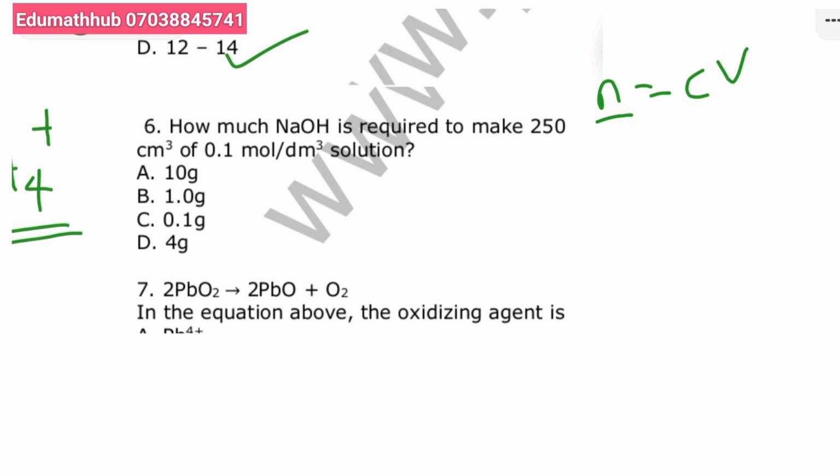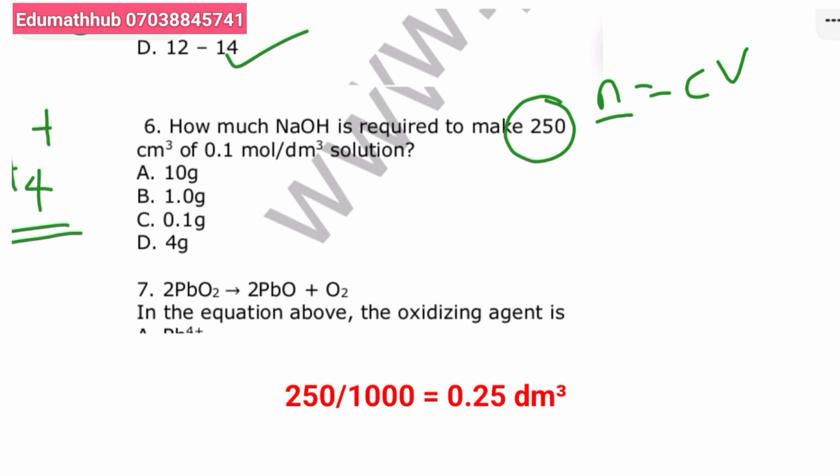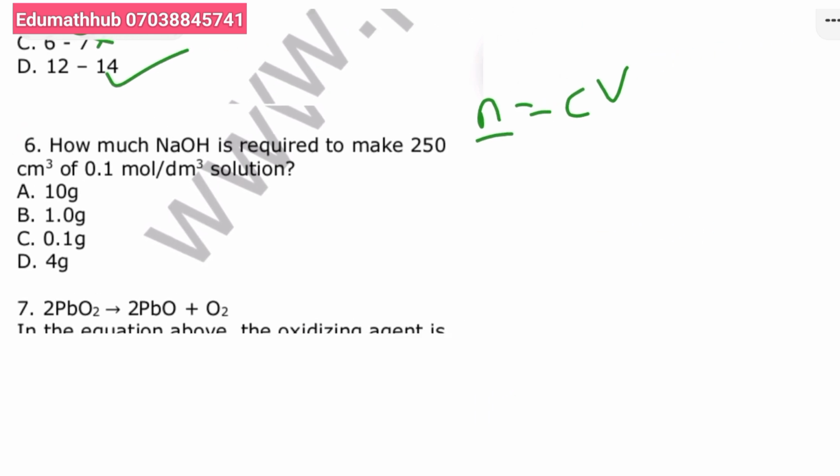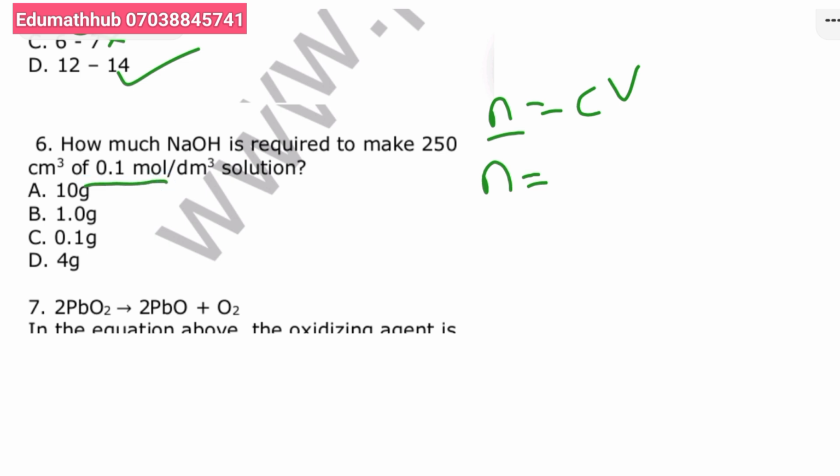So check what they give to you. You're looking for how much. So that means our answer should be in grams. So they give us 250 cm cube, but it needs to be in dm cube. So we're going to divide it by 1000. So that will give us 250 divided by 1000. So that will give us 0.25. Okay, so the number of moles that we need is the concentration now, which is 0.1. So 0.1 times then V, the volume, that will be 0.25.